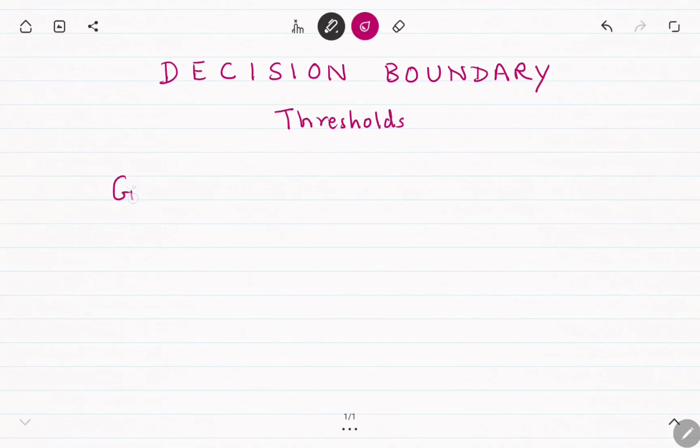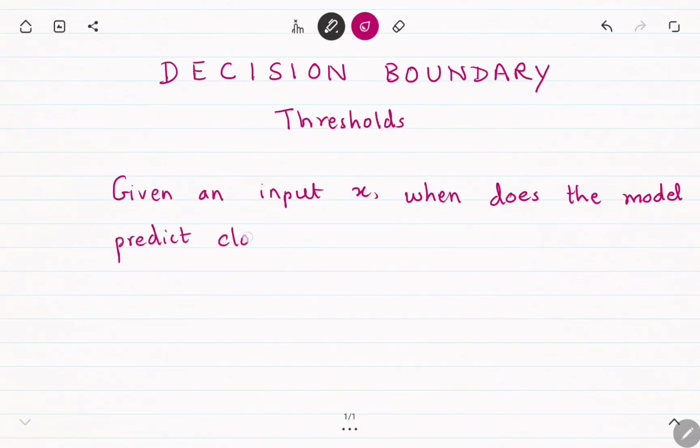They will answer a simple but important question. Given an input x, when does the model predict class 1 and when does it predict class 0?